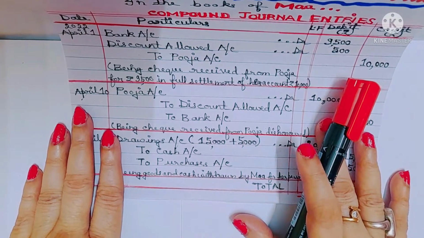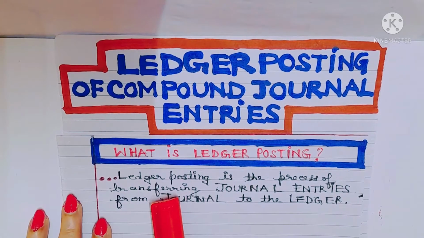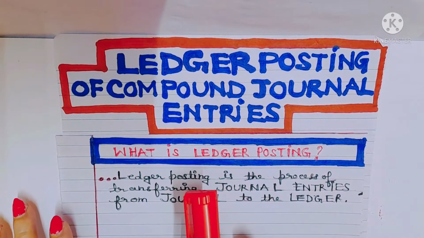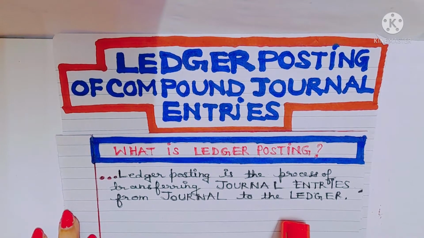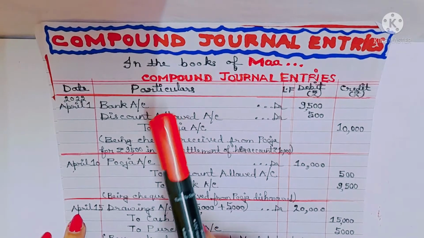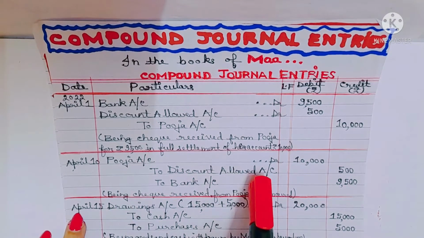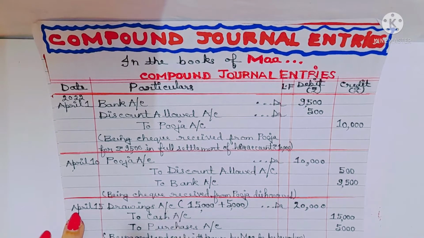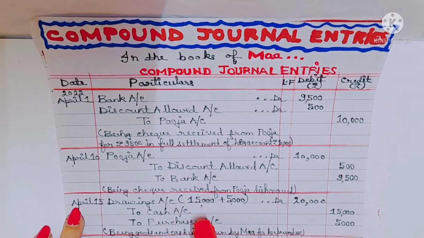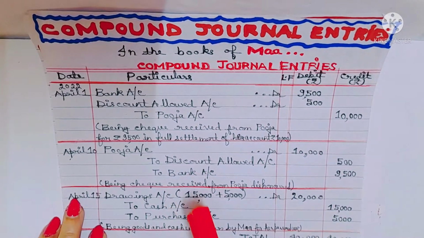Now let's do ledger posting of compound journal entries. I have already discussed compound journal entries in the chapter journal. What is ledger posting? Ledger posting is the process of transferring journal entries, the compound journal entries we have made, from journal to the ledger. So let's do it. How many accounts do we have to prepare? Bank account, discount allowed account, puja account, drawings account, cash account, purchases account. So always start with cash, because cash transactions are the most frequent, although here there are fewer, but still we'll start with cash account. Let's do it.